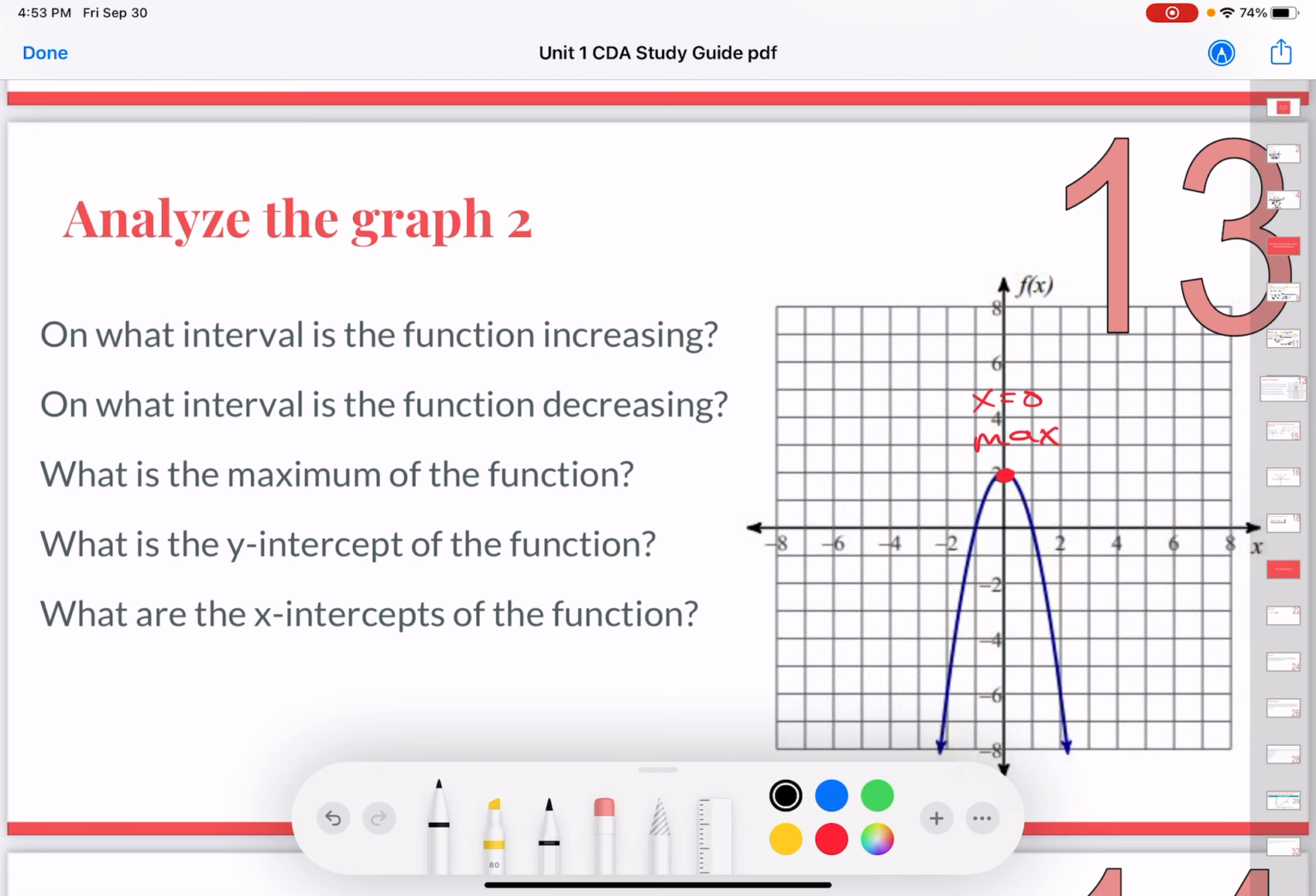It is actually increasing from here to here. So that would be from anything less than x equals 0. So if x is less than 0, it's increasing. And then after that point is where it's decreasing, so that would be x greater than 0.